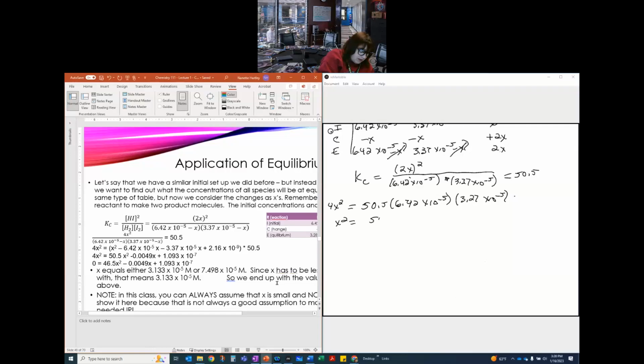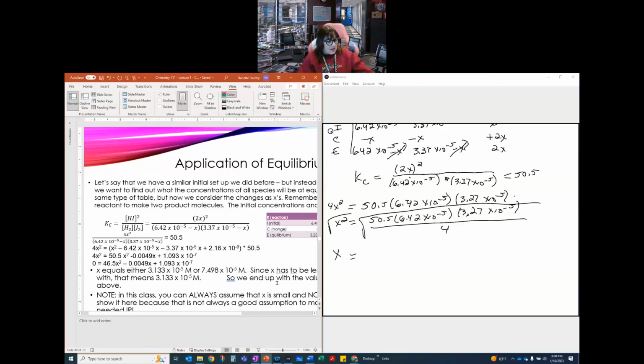X squared is then going to be equal to 50.5 times 6.42 times 10 to the minus fifth times 3.27 times 10 to the minus fifth over 4. And then I can take the square root of both sides to get x. And I can do that. That is absolutely something that I can do. When I do that, I find that my x value is 1.12 times 10 to the minus third.